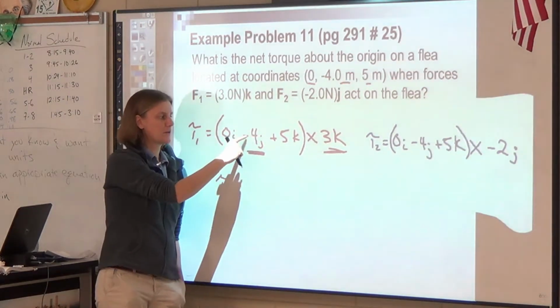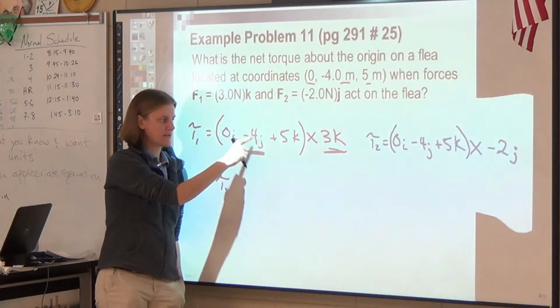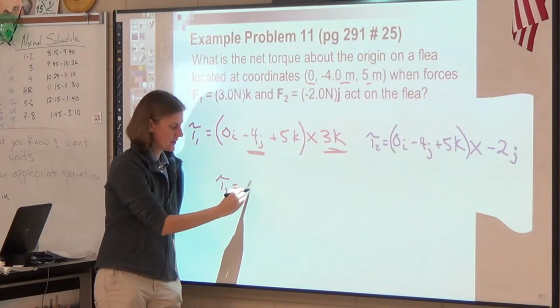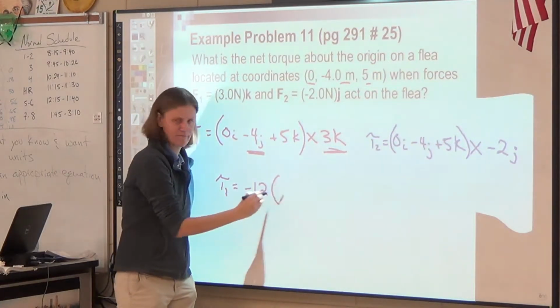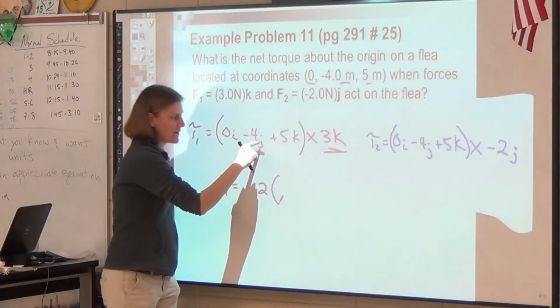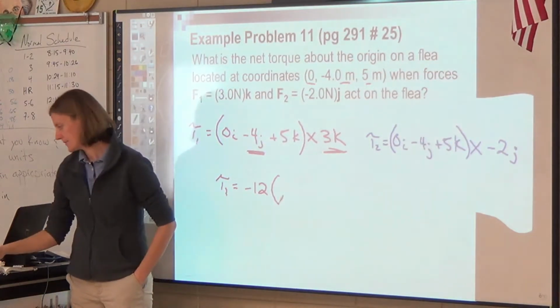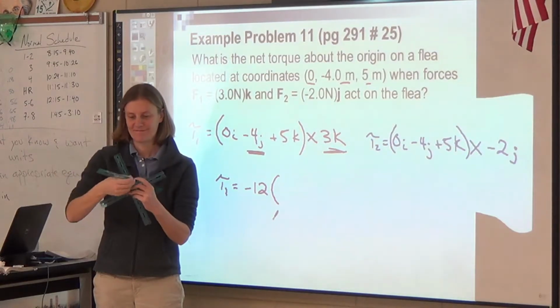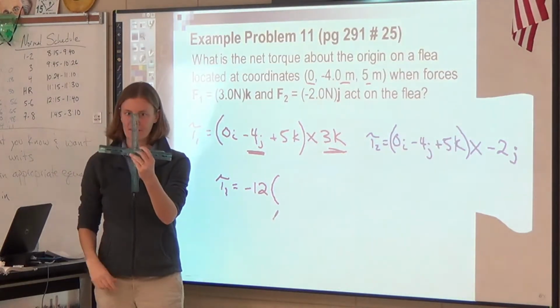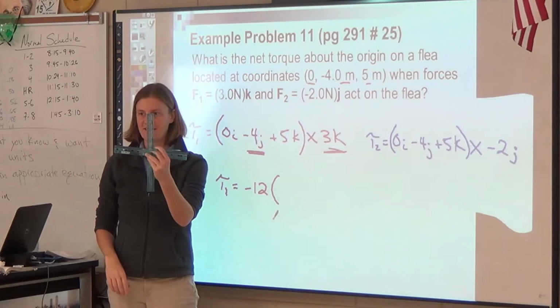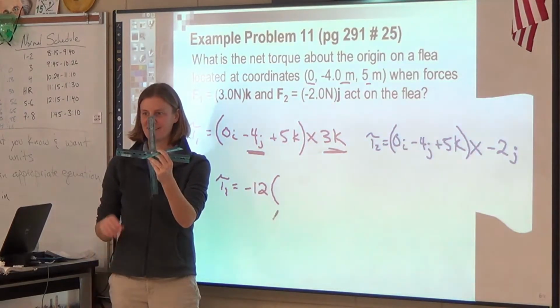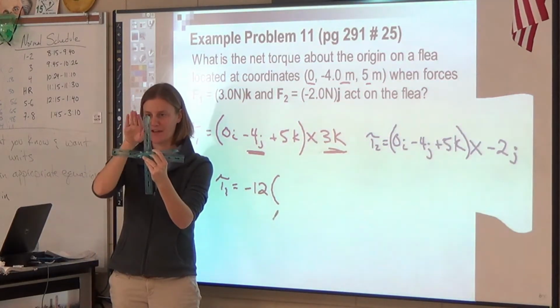I like to keep the number and the negative sign together rather than thinking about it as negative j, think about it as -4. So what's -4 times 3? -12, good. Let's go with the -12. Now we've got to do j cross k. J cross k. J's up, K's at you.